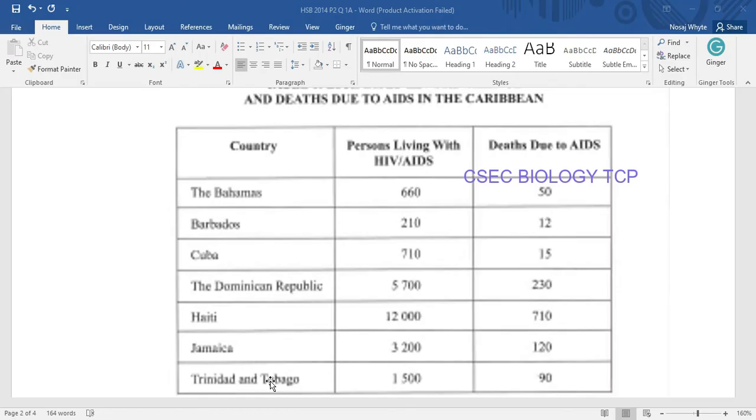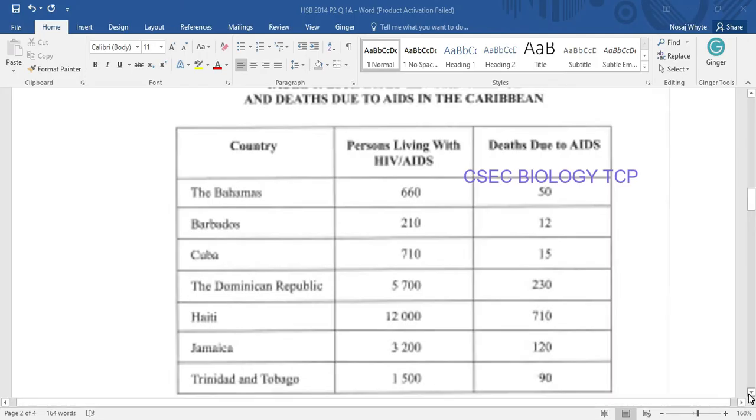Then we're seeing in the first column, country, the different countries that were studied. And of course, in the second column, the persons living with HIV and AIDS, and the numbers here vary, and so too is true for deaths due to AIDS. The numbers vary, and we're seeing it for all these countries.